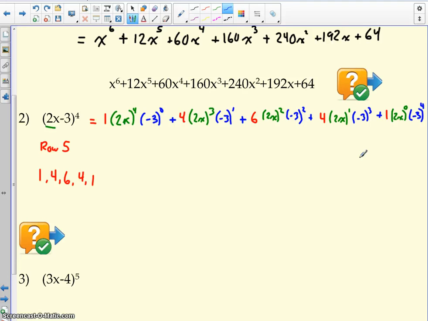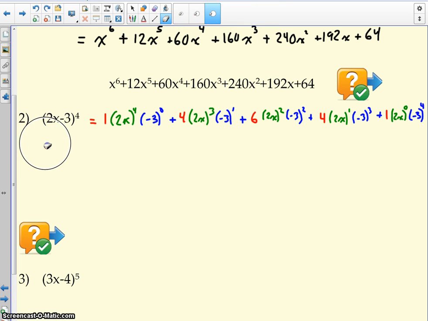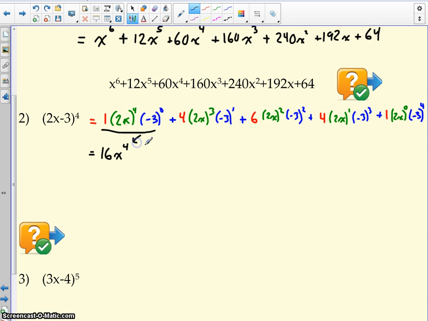And this is where people tend to make a lot of mistakes just with the algebra here. So for starters, 1 is just 1, negative 3 to the 0 is 1. But remember that when you are simplifying, you have 2x all to the exponent 4. So you have to apply that exponent of 4 to both the 2 and the x. So 2 to the exponent 4 is 16. So we get 16x to the 4th as our first term once it's simplified.